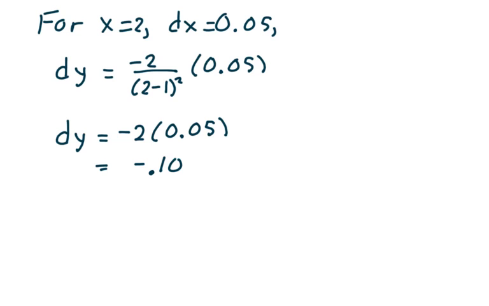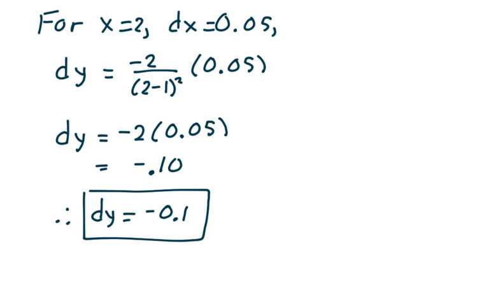And so that'll conclude this video for section 3.10. This is on the differential where we did 7 examples. And, you know, before we wrap up, you may want to write it this way. dy is negative 0.1. So that would be correct for this example.